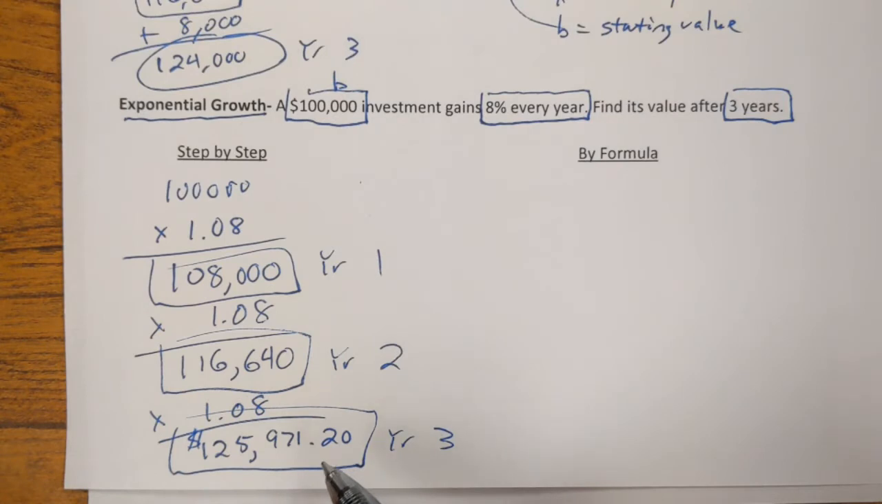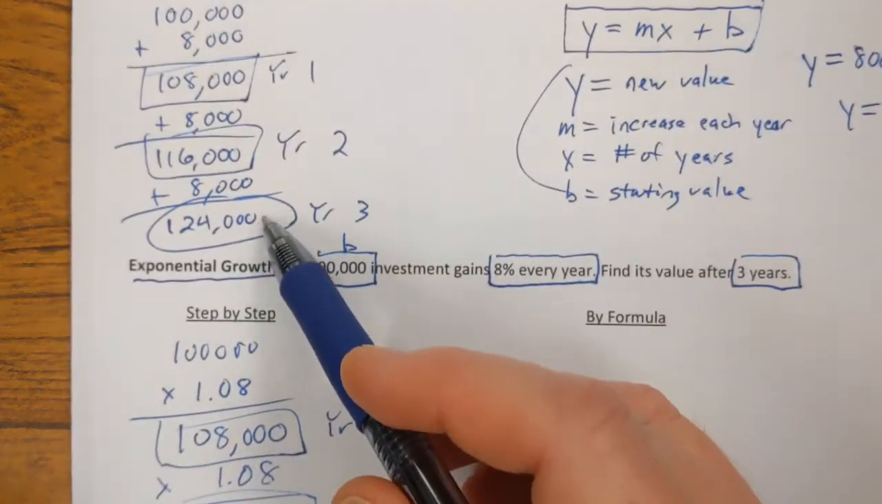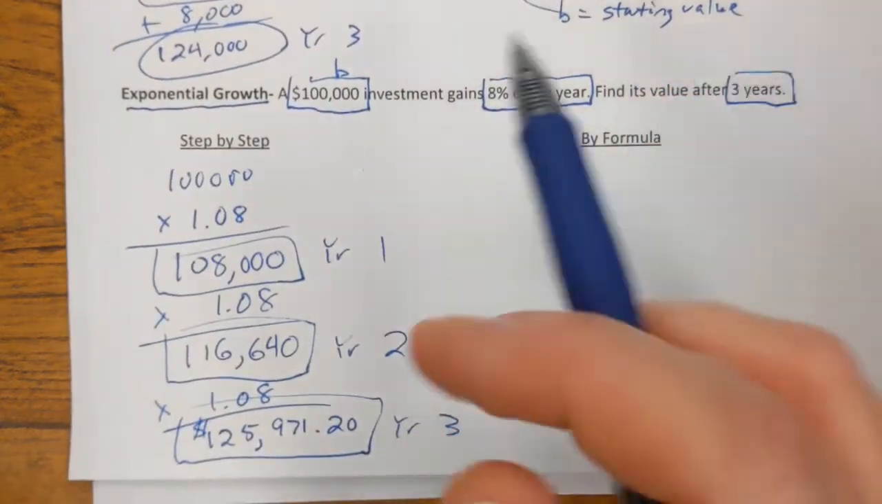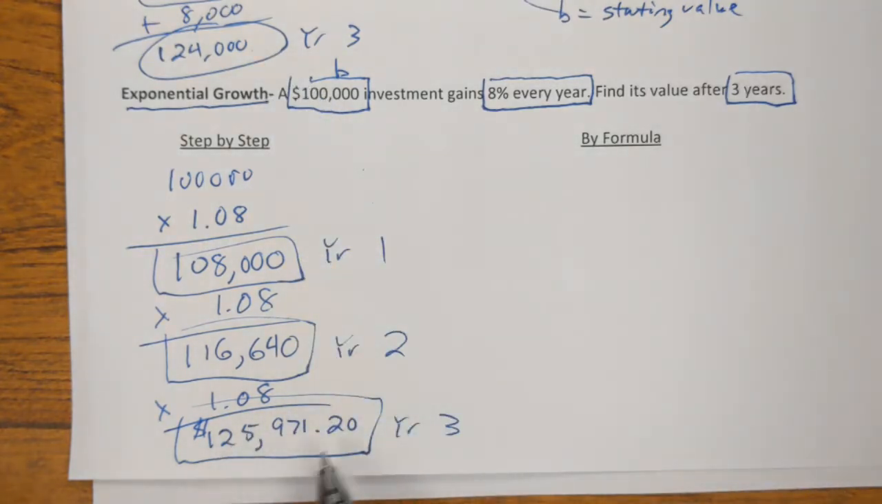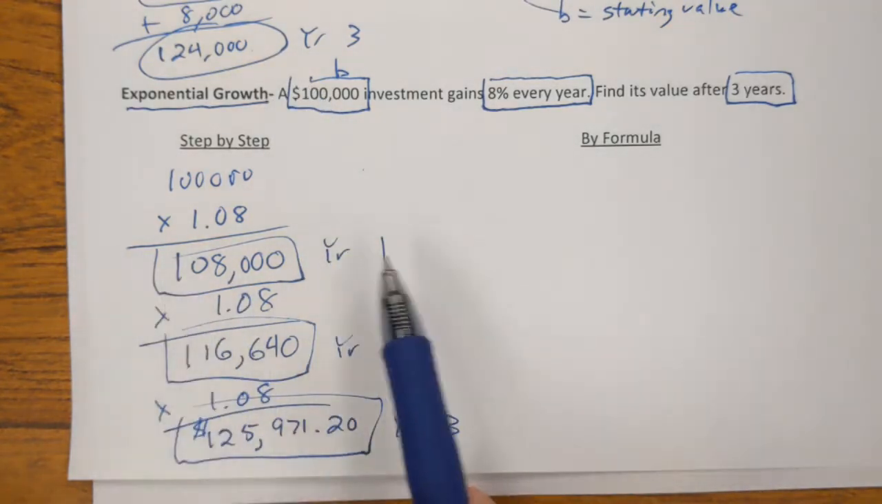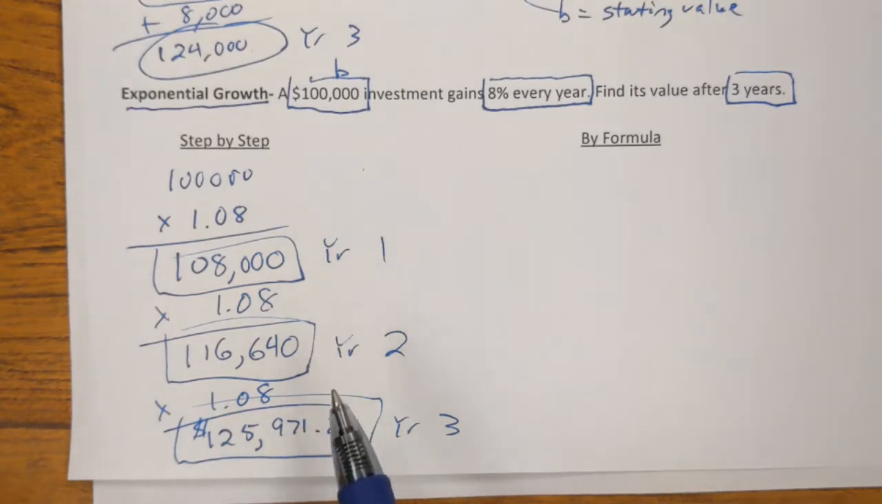Do you see how exponential growth grew by an extra almost $2,000 compared to our answer up here for linear growth? Here was our linear growth answer, 124,000. Exponential growth, it started the same after year 1. There was no difference, but it tacks on a little bit more each time, and so it grows faster than linear growth, and it always will. If given enough time, it will always grow faster.